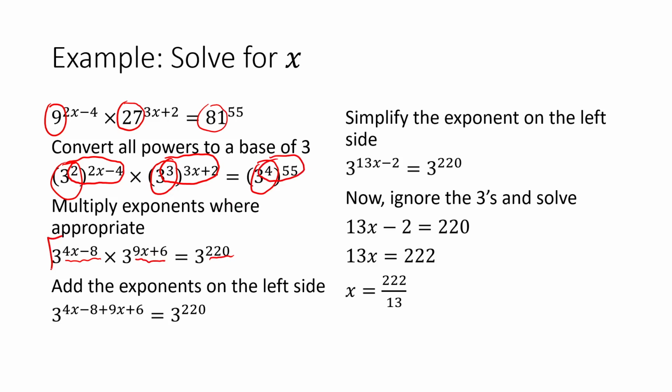Now, what you see here, what I'm putting in those red square brackets, is us multiplying 2 powers with the same base. So laws of exponents from grade 9 tell us simply add those exponents. So 3 to the exponent 4x minus 8 plus 9x plus 6 equals 3 to the 220. Collecting like terms, 4x minus 8 plus 9x plus 6 is the same as 13x minus 2. So I say 3 to the 13x minus 2 equals 3 to the 220. And now we ignore the 3's and we simply solve. And ultimately, x is equal to 222 over 13.